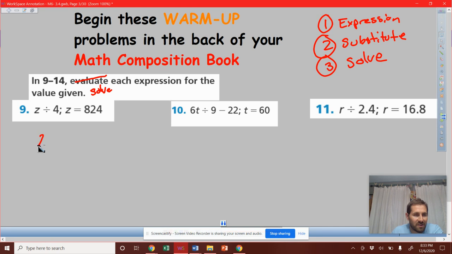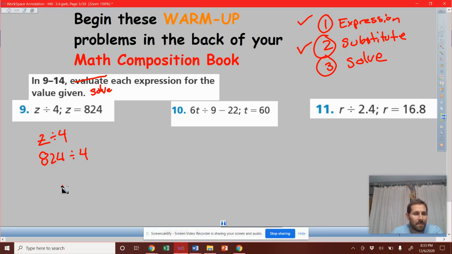So here's our expression, z divided by 4. But we want to take z and substitute in 824 divided by 4. And I know there's some people that will be like, well, that was so easy. Like, why do I have to do that? Because it is that easy, just for you to check off. You wrote down the expression, check off substitution, then solve. You're getting partial credit just showing that you understand what an expression is, partial credit showing you know what substitution means, and then just finalize this and solve it.